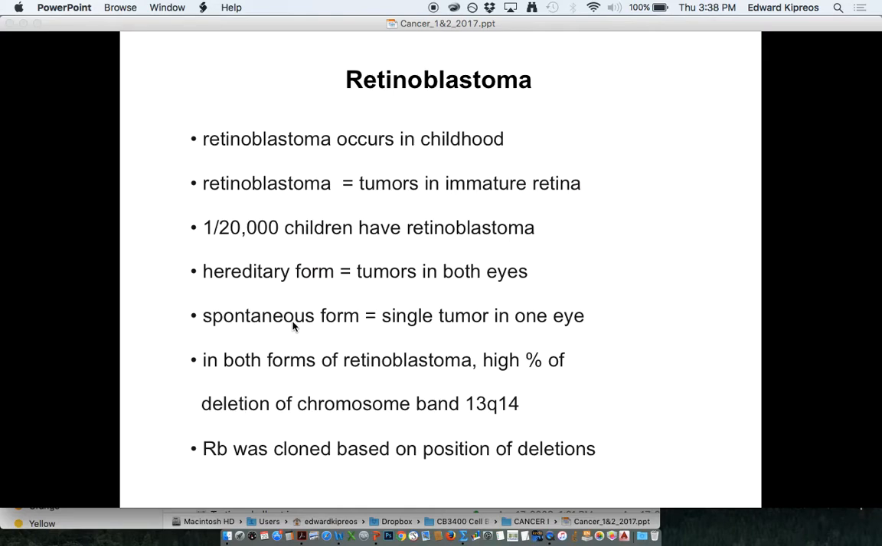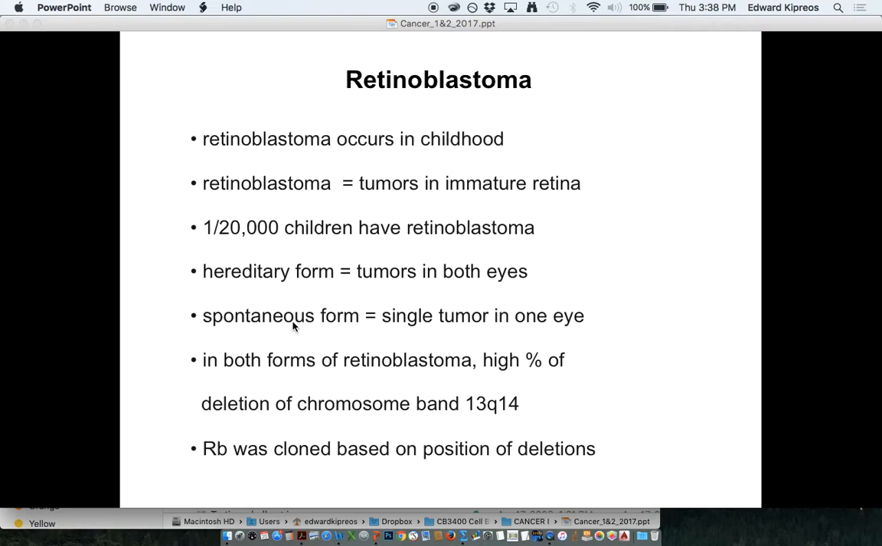Whereas spontaneous, there's no familial history. You would only have one tumor in one eye. You wouldn't have more than one, and that would be a rare event. But if you have this in your family, then you're going to have multiple hits in both eyes, guaranteed.